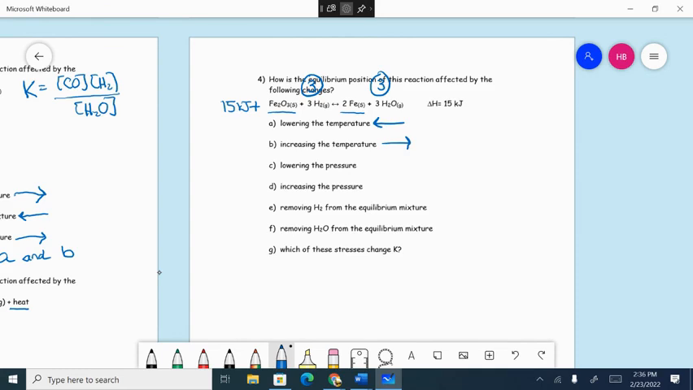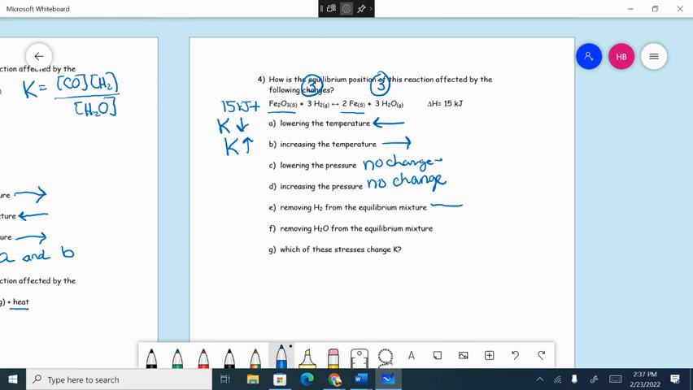If I lower the temperature and it shifts towards the reactants, K is going to decrease. This time, when we say lower the pressure and increase the pressure, you're going to say no change. Nothing's going to drive it one way or the other because we have the same number of moles of gas. Therefore, they want the same volume on both sides.